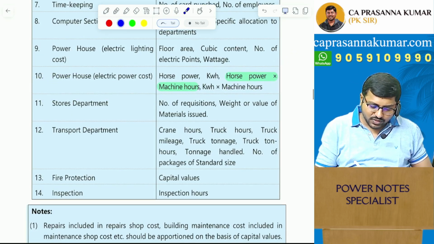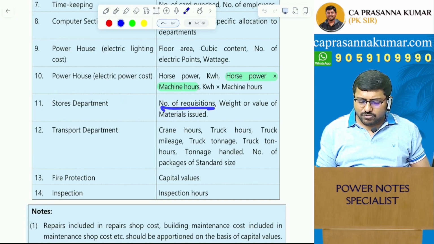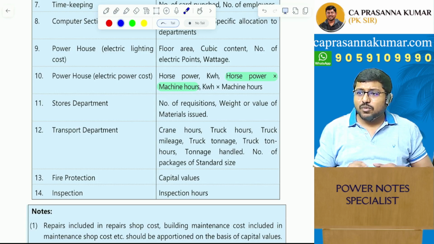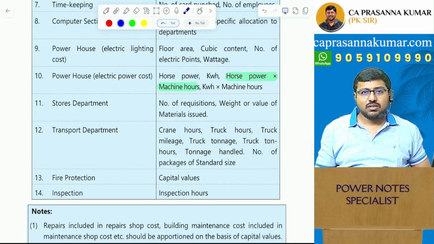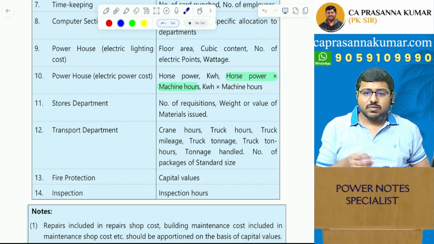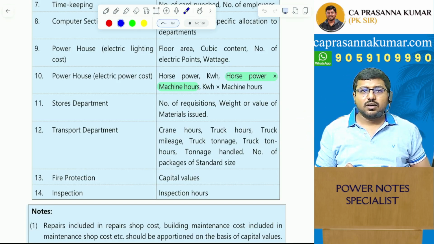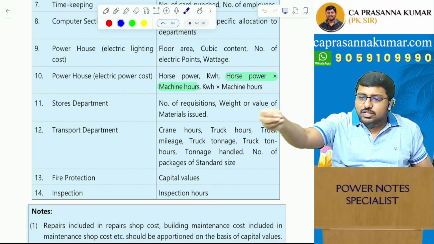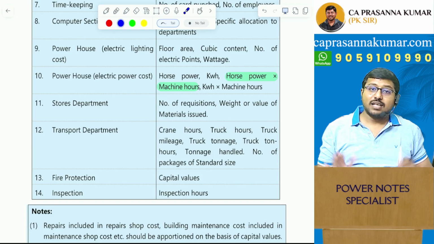Okay, moving on. Stores department. Number of requisitions. Why number of requisitions? Very simple. Number of times you get a request. Number of requisitions means official requests only. From whom will you get the official request? From the production department. A material requisition note will come to the stores department: I need so much material, so much quantity. Then the stores department will issue those materials based on the FIFO method or LIFO method or weighted average method to the production department, as long as it has the stock.